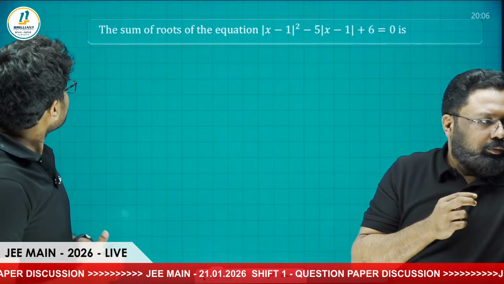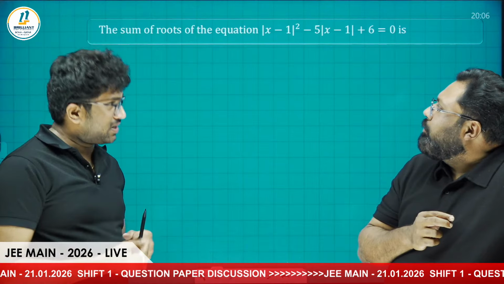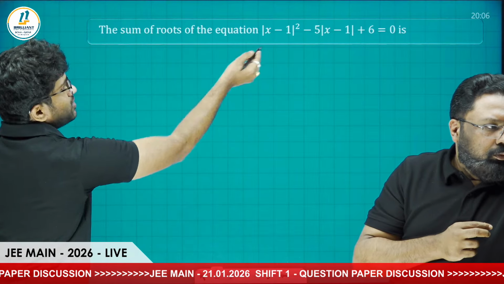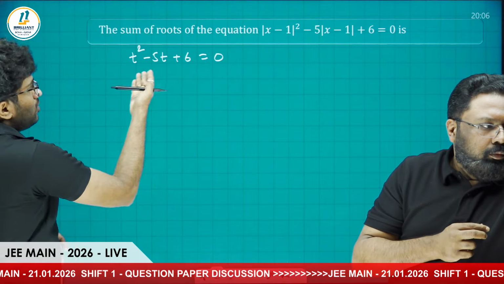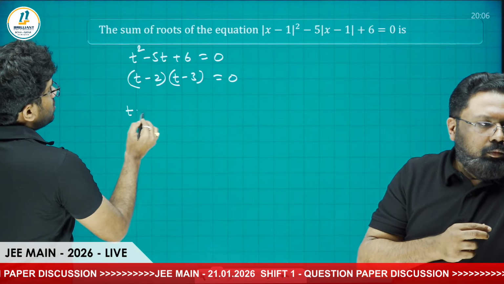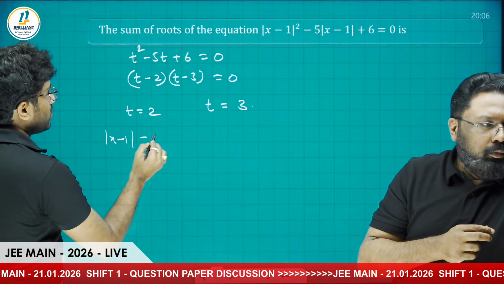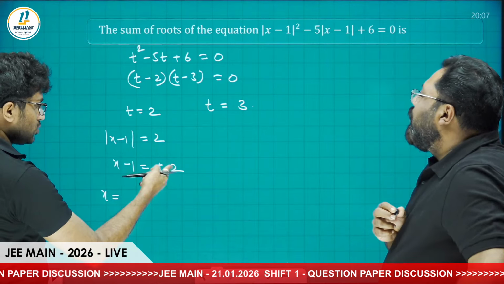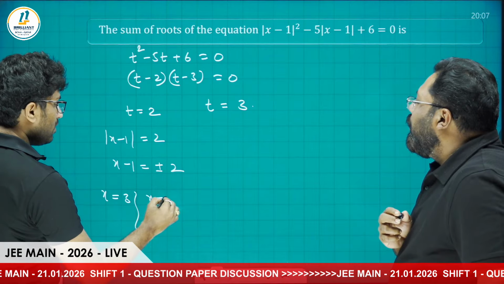Next question, sir. The sum of the roots of the equation. This is again a very simple question from basic maths only, sir. So here you can see mod of x minus 1 you have. Put mod x minus 1 is equal to some t. t square minus 5t plus 6 is equal to 0, which can be factorized as t minus 2 into t minus 3 equal to 0. t is equal to 2 or t is equal to 3. What is t here? Modulus of x minus 1 is equal to 2. So x minus 1 is equal to plus or minus 2. x minus 1 is equal to plus 2 means x will be 3. x minus 1 is equal to minus 2 means x will be minus 1.